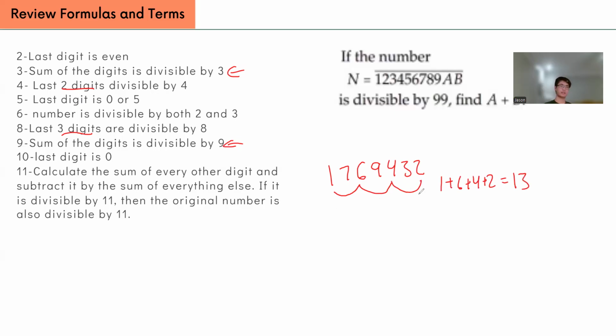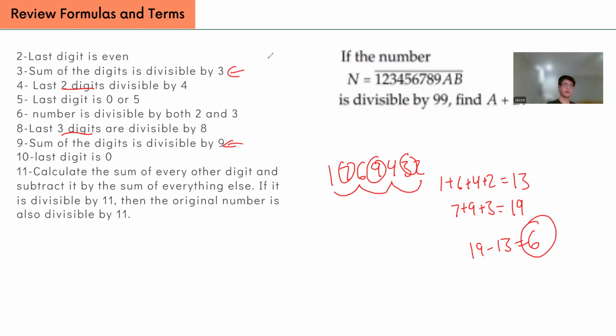And then 7, 9, and 3. 7 plus 9 plus 3 is 16 plus 3, which is 19. And you take the difference, so 19 minus 13 is 6. This means that this number is not divisible by 11, because 6 is not a multiple of 11. In case you were wondering, for divisibility by 11 it doesn't matter what order you do this in. You can do this one minus the other one, or the other alternating sum minus this one. You don't have to spend brain power trying to figure out which one you should be adding and subtracting.